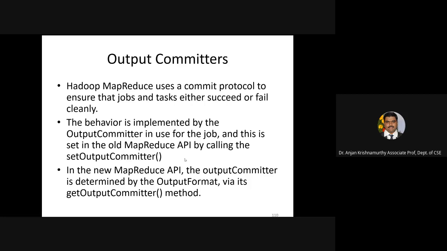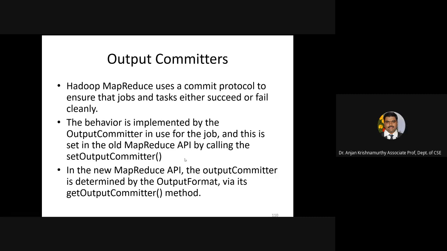So these are the standard input and output formats which will be used for writing the output. Now, the output committer's job is to work as a commit protocol. It is basically used for committing the output of that particular job. Now, how does this happen? There is an API associated with it, and OutputCommitter itself is a class in the Hadoop-based system.